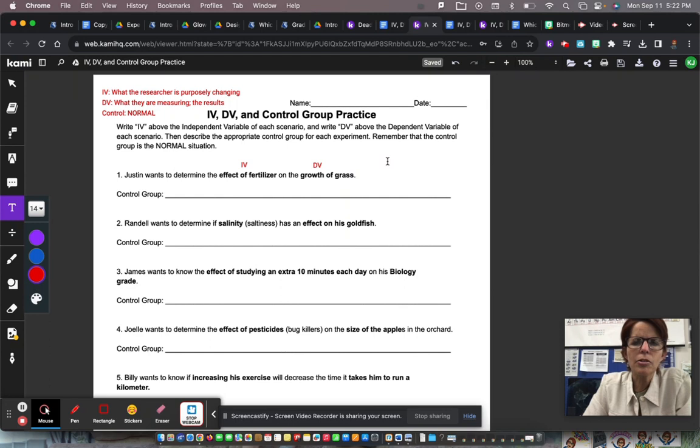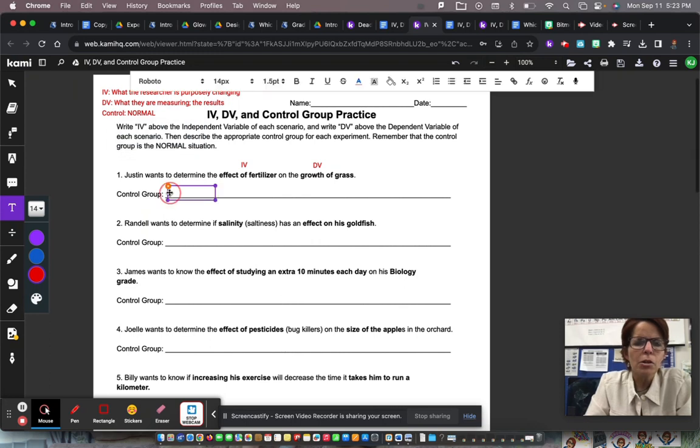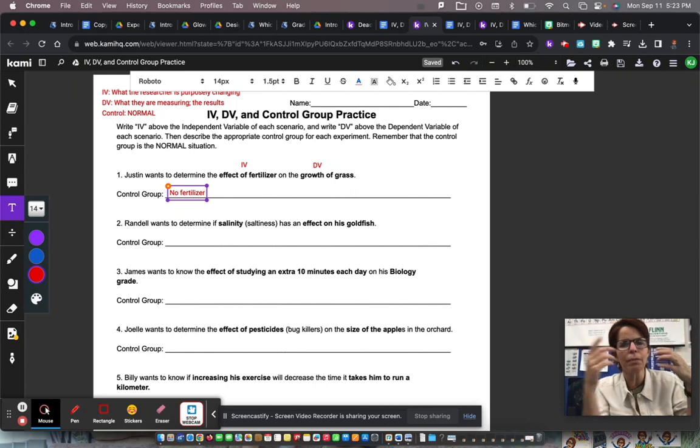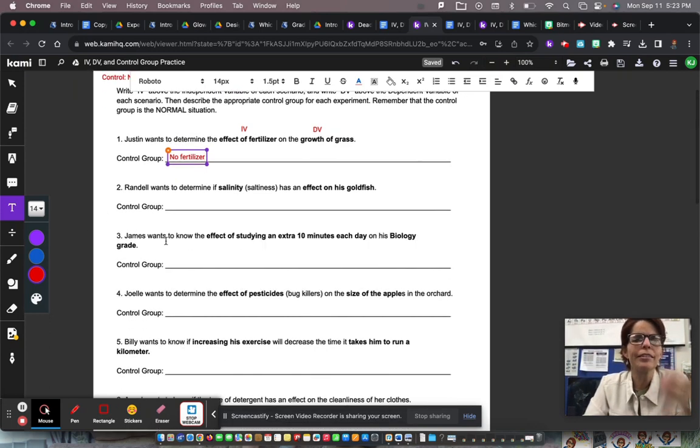So what would his control group be? What's the normal situation for grass? Well, grass normally grows with no fertilizer. Grass just grows normally in the soil without any fertilizer. When we add the fertilizer, that's his experiment. What impact is adding fertilizer going to have? All right, you're going to see a pattern. You're going to start to see that this is really repetitive.